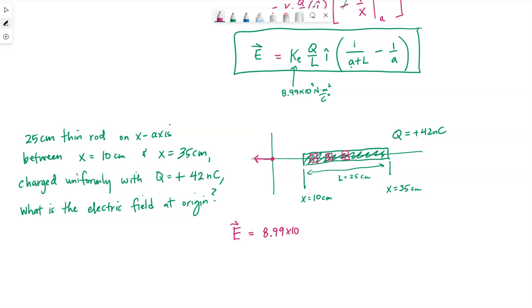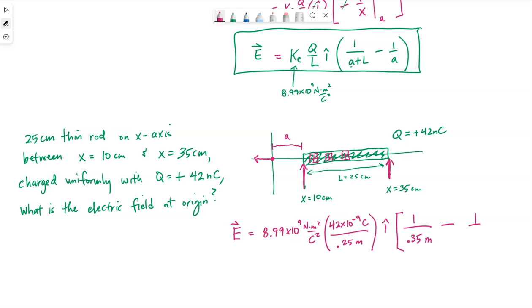So let's plug numbers in. So there's E. Our total charge is 42 nanocoulombs. The length is 25 centimeters. I want that in meters. We always want to watch our units. I have that i hat there. 1 over A plus L. Remember, that means this right end of the rod. That's the upper limit, so that's the 35 centimeters, but in meters. The A is the left end of the rod. That's how far from the origin we're talking about. So that's the 0.1 meter.